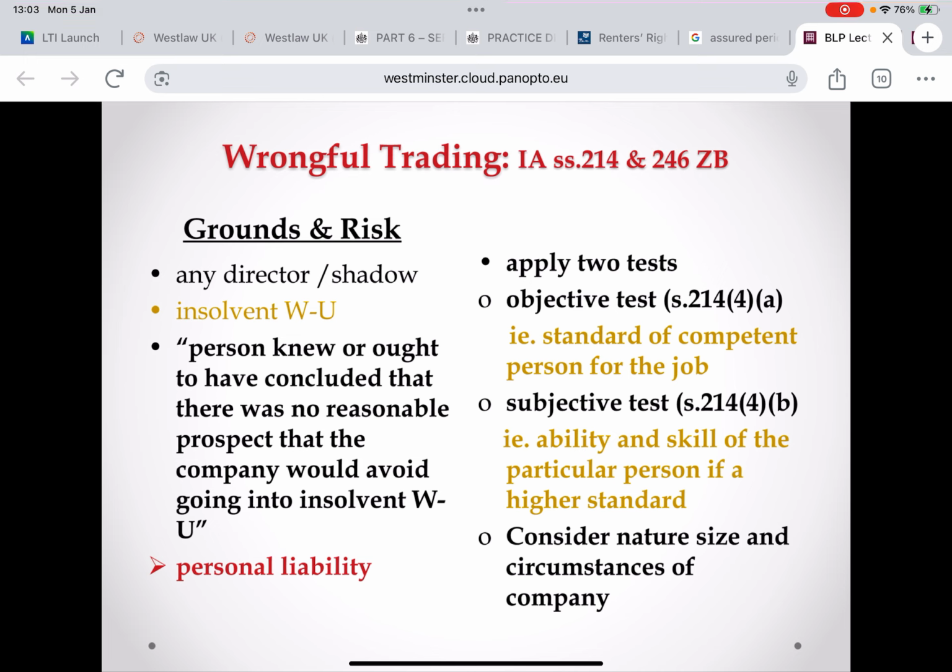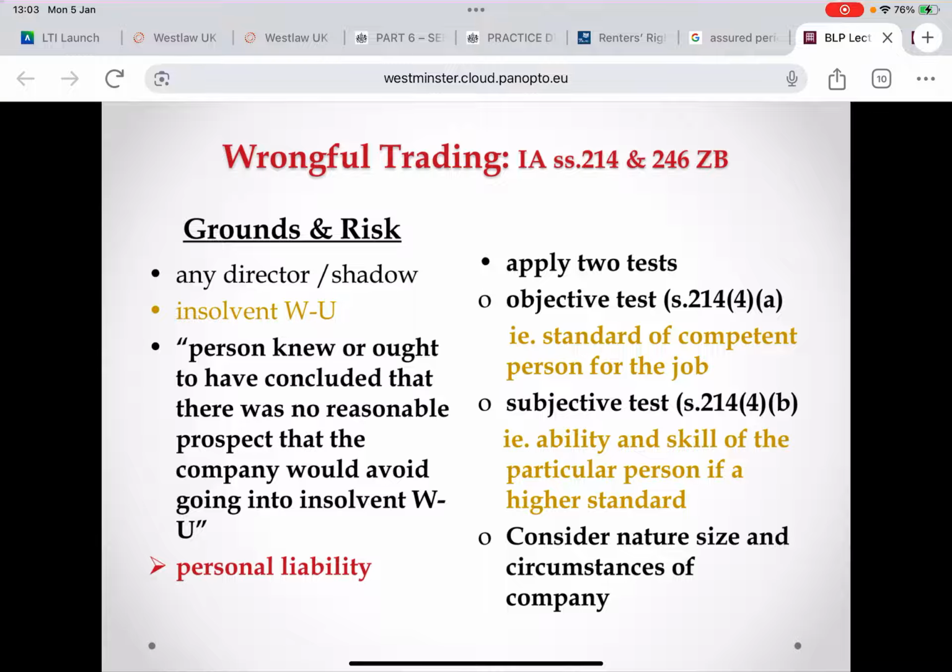Finally, everybody, in determining what a director ought to know, in determining what a director ought to do, the court will take into account both an objective and a subjective test. A director must always meet the standards to be expected of an ordinary, competent person fulfilling the role in the company that the director in question was fulfilling. But not only that, if an individual director is possessed of special skills, for example, they come from a financial background, the court is likely to impose a higher standard of conduct on them. So in other words, that would be the subjective test, the ability and skill of a particular person if of a higher standard. So okay, everybody, that's very interesting, isn't it?